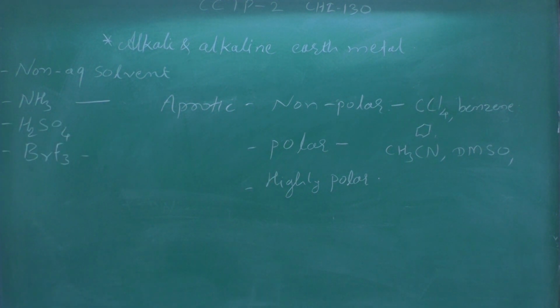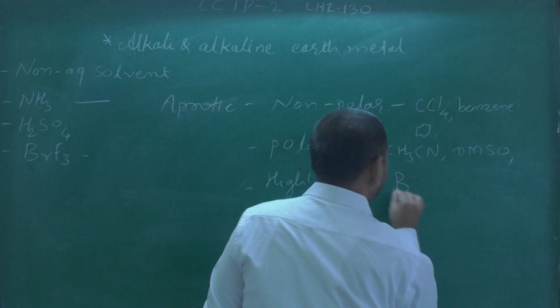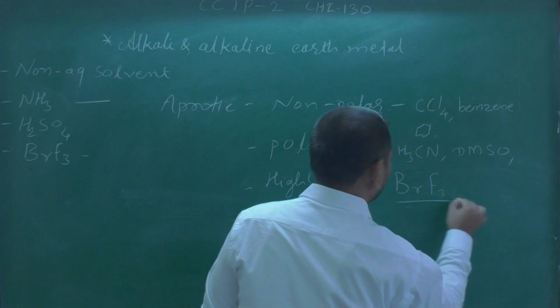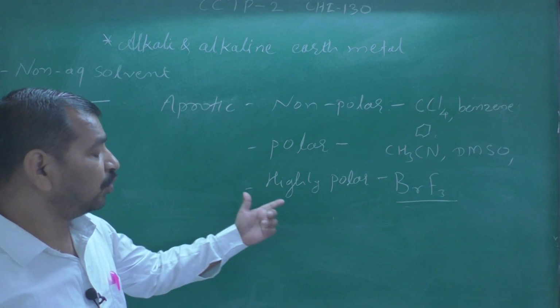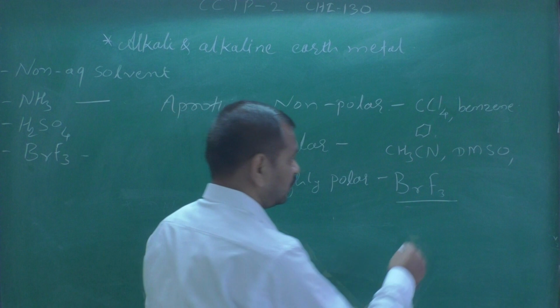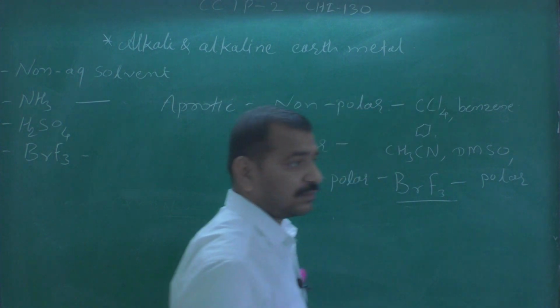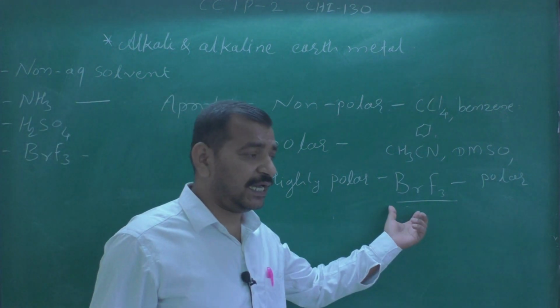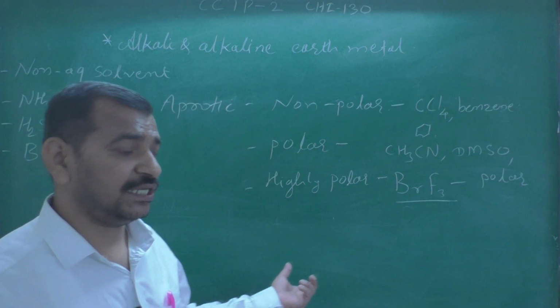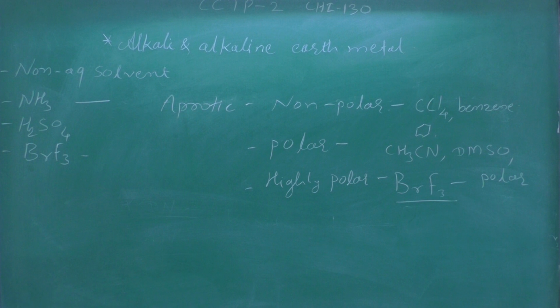Next is the highly polar aprotic solvent, BrF3, bromine trifluoride. It is highly polar as well as highly ionizable, a non-aqueous solvent, and it acts as an acidic as well as a basic solvent. Both properties depend on its ionizable property.